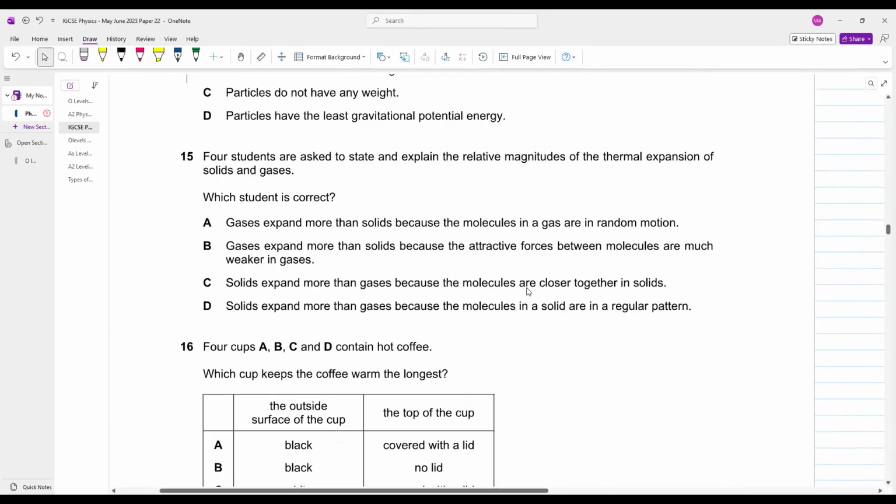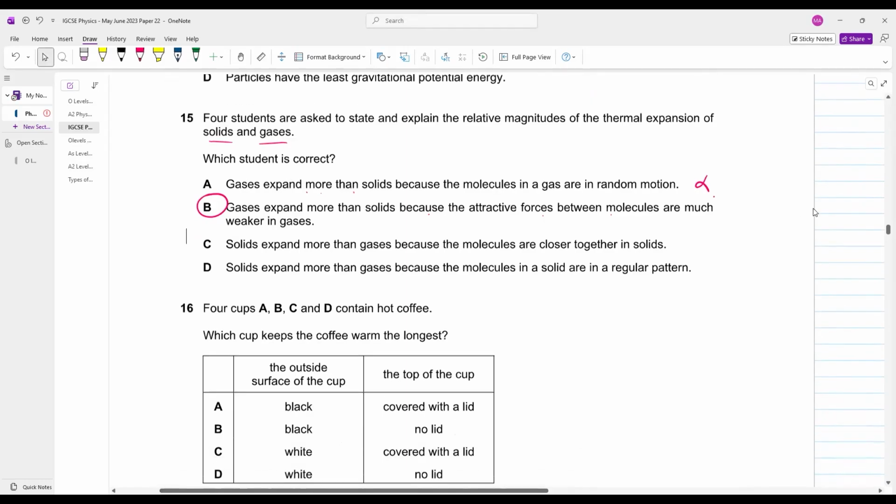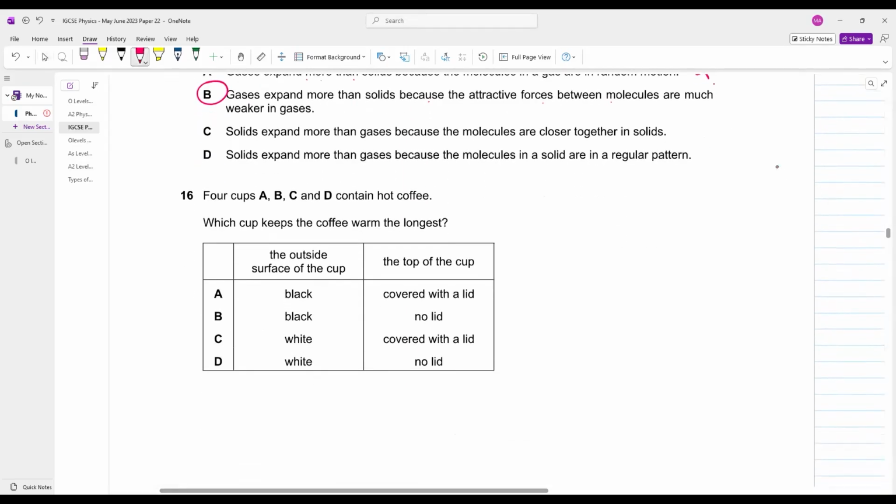Four students are asked to state and explain the relative magnitude of thermal expansion of solids and gases. Okay, you have to state the thermal expansion of solids and gases. Which student is correct? Gases expand more than solids because the attractive forces between the molecules are much weaker in gases. B is your answer. Beta, gases expand more because the intermolecular forces between gas molecules are very weak.